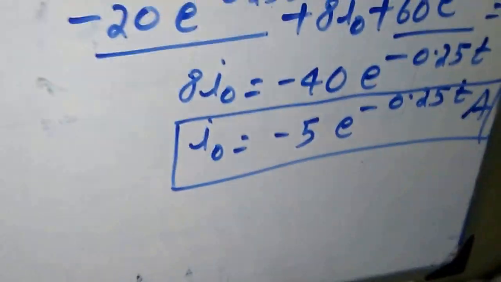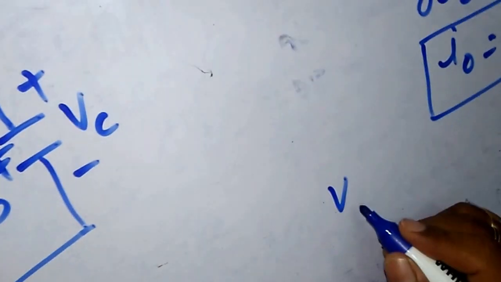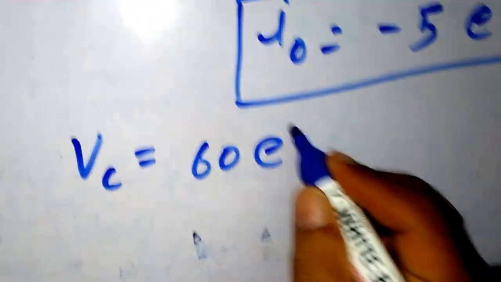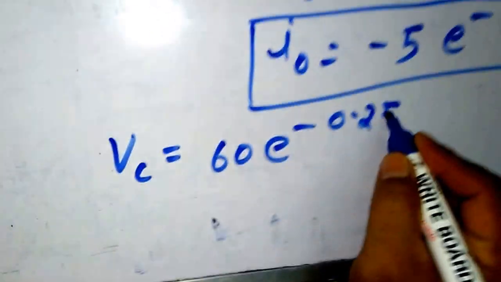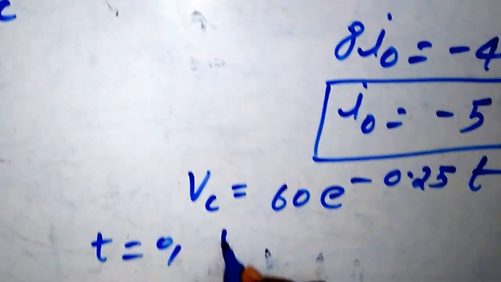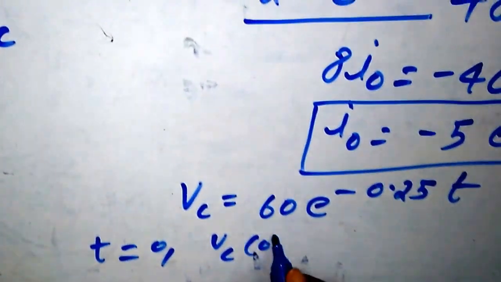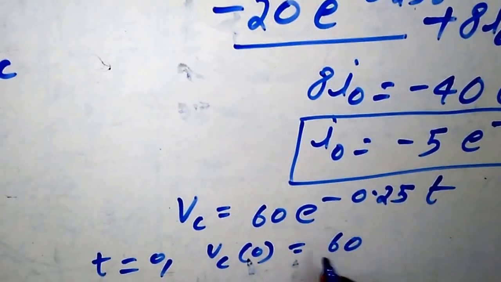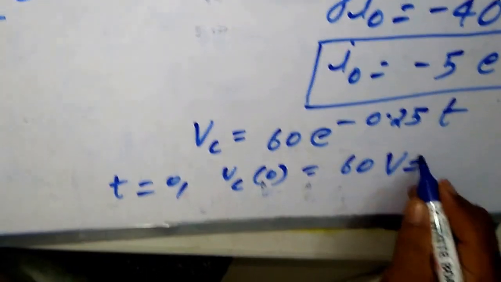Again, coming back to verify our result, Vc you got as 60 e power minus 0.25 t. Suppose you substitute t equal to 0, so Vc of 0 you get as 60 volts, which is verified.